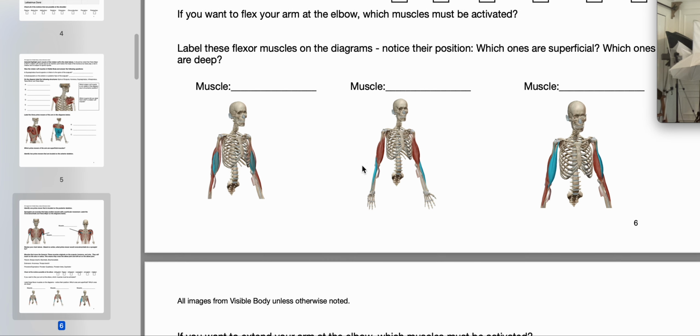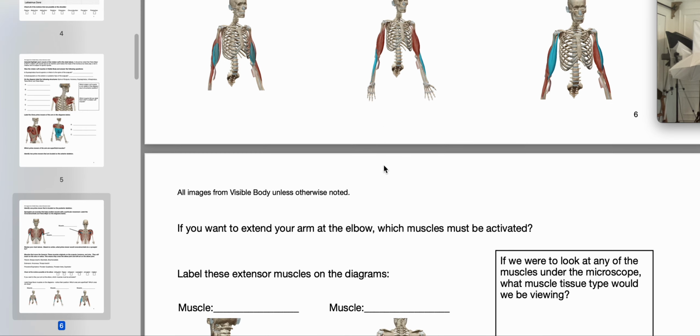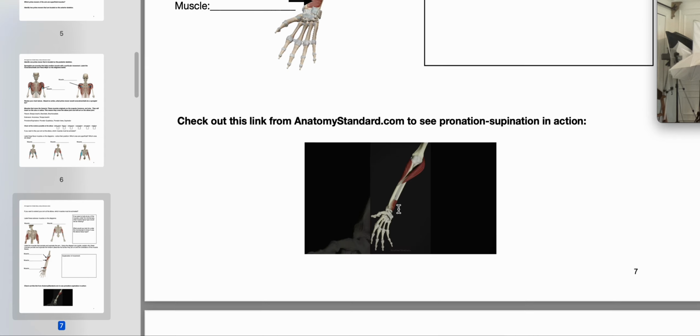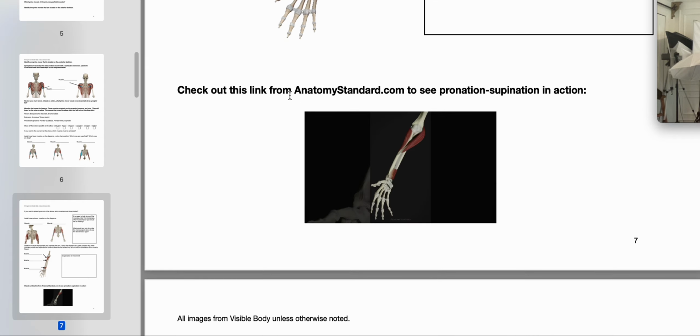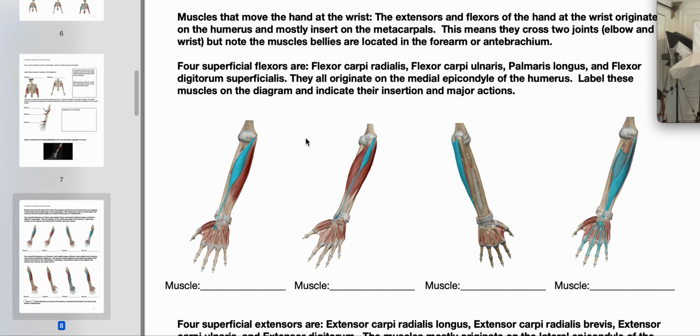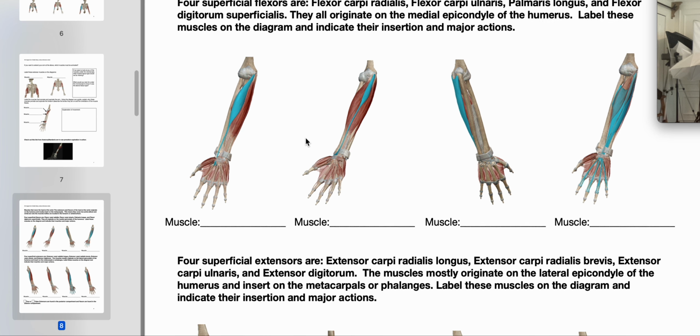We're going to give you opportunities to label these muscles in diagrams, again, that you can find in Visible Body. So you're going to work through those and you'll get all the way to here. There are some video links through Anatomy Standard, but I think there's some trouble with the links coming through on the PDF with Blackboard. It is not the end of the world, but if you want to see them and the links aren't working, you can just Google Anatomy Standard pronation of the arm and it should pop right up for you. It's just a really nice visual to see how the muscles are shortening and rotating the bones over each other. Then we move into the flexors and extensors of the lower arm.